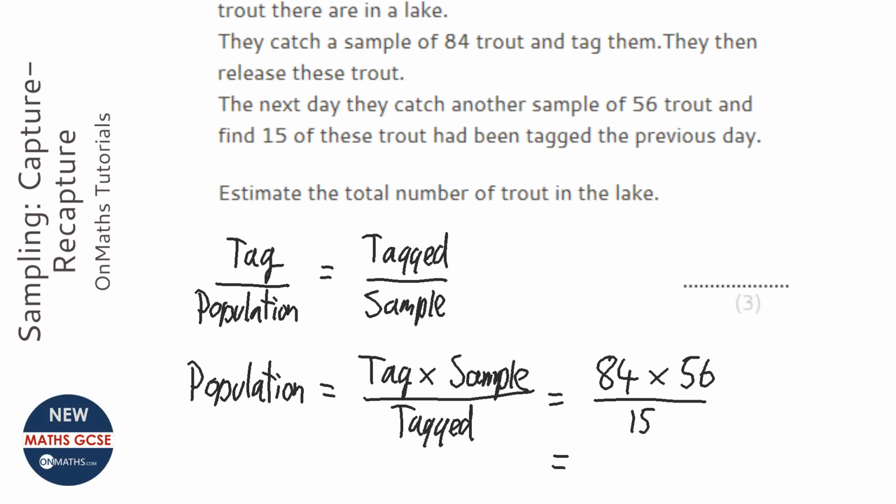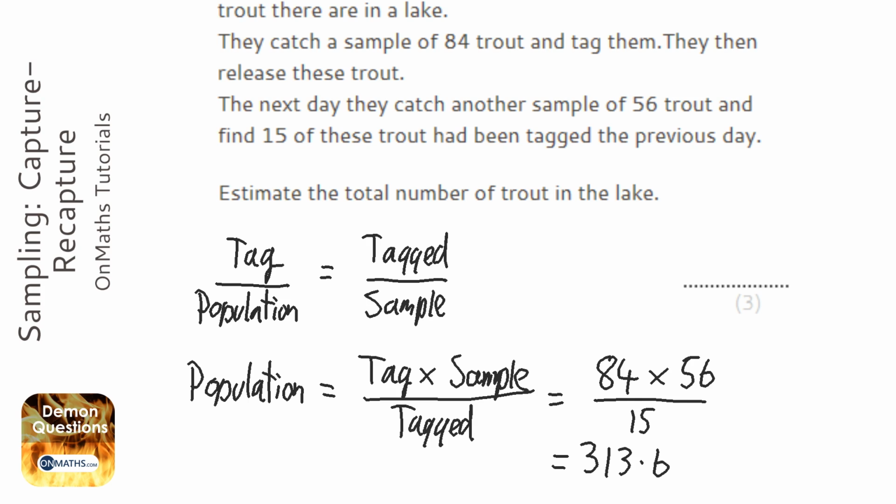So let's get a calculator and work that out. 84 times 56, and then divide that by 15. And we get 313.6, which obviously we can't have half a trout, so we're going to end up with 314 as our estimate for the total number of trout in the lake.